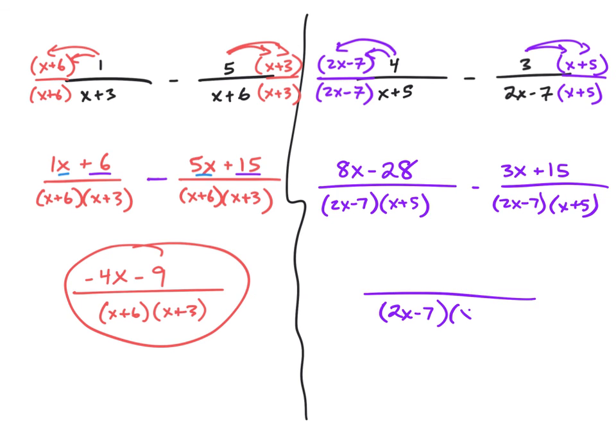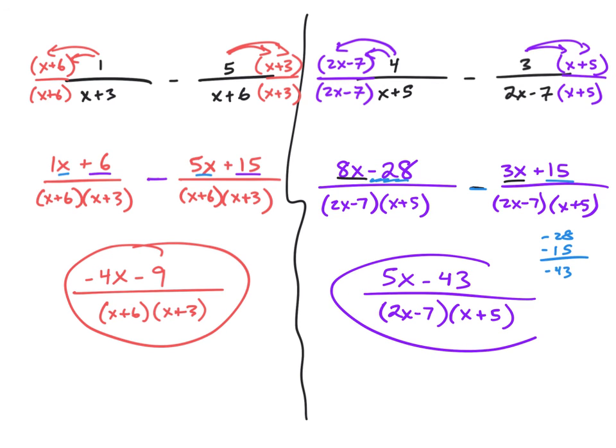I'm ready to finish the problem. I'm ready to actually subtract. Just go slow, be careful, go step by step. 8x minus 3x, that is 5x. And negative 28 minus 15, that gives me a negative 43, and I have my final answer.